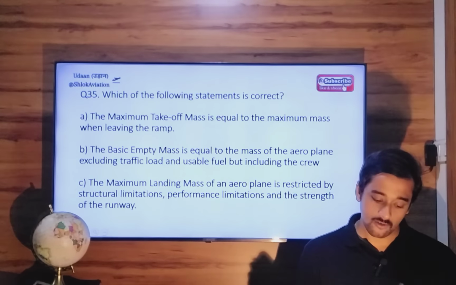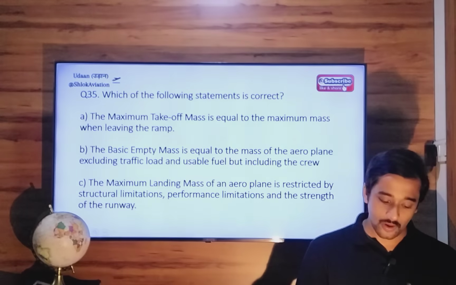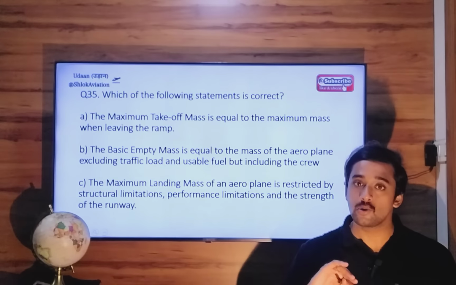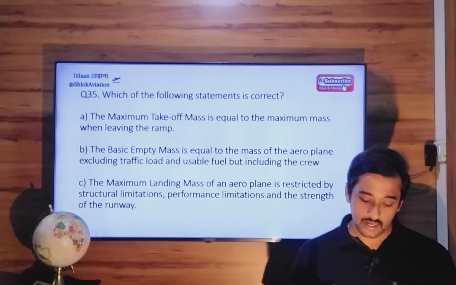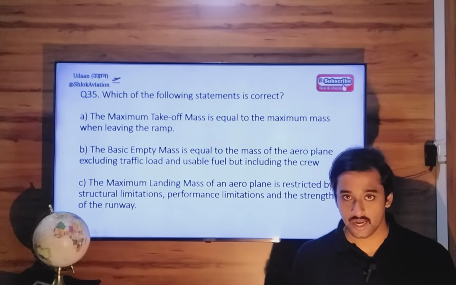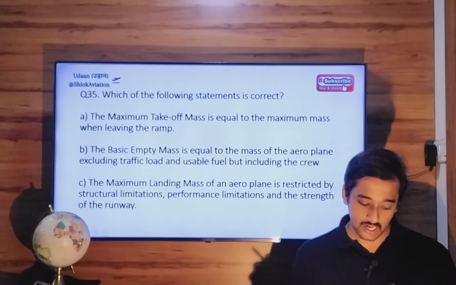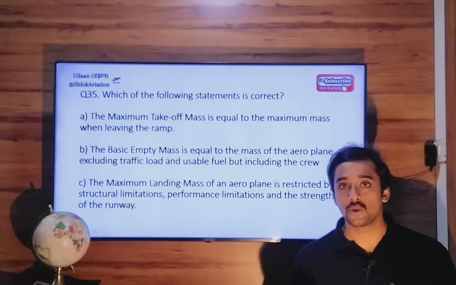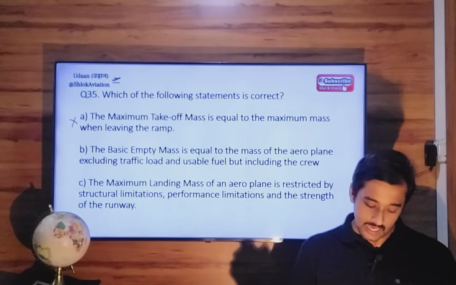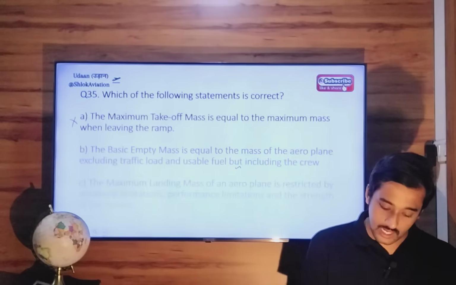So now maximum takeoff mass is equal to maximum mass when leaving the ramp. So that is not going to be equal because your maximum takeoff mass excludes taxi fuel, excludes engine and startup fuel. But the weight of aircraft when it just leaves the ramp will have taxi fuel in the fuel tanks. Correct? It will also have fuel for engine startup. Correct? So takeoff mass will not be equal to ramp mass. Option Bravo states basic empty mass is equal to mass of aeroplane excluding traffic load and usable fuel but including crew. So that is also wrong.